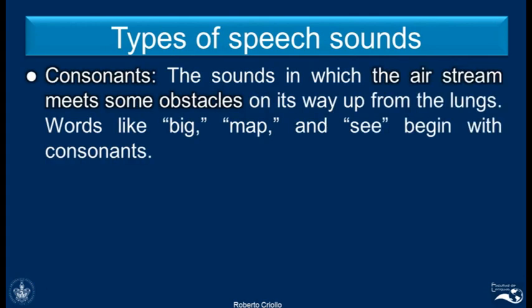First of all, we can define consonants as the sounds that are produced with some kind of blockage of the airstream, depending on the speech organs that are involved, in such a way that they are produced with some kind of obstruction. So, some examples of consonant sounds are found in words like big and map and see, which begin with consonant sounds.